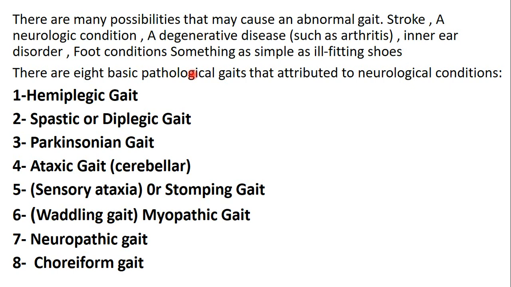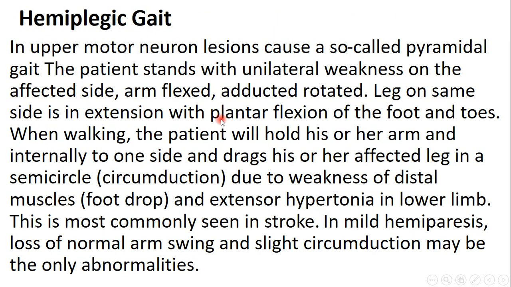neurogenic causes of gait disorders, and we have 8 basic pathological gaits due to neurological conditions that لازم حافظيهن, starting with the hemiplegic gait, which is the commonest gait disorder, and also we call pyramidal gait due to upper motor neuron lesion اللي نشوفه دائما أهل stroke or CVA.